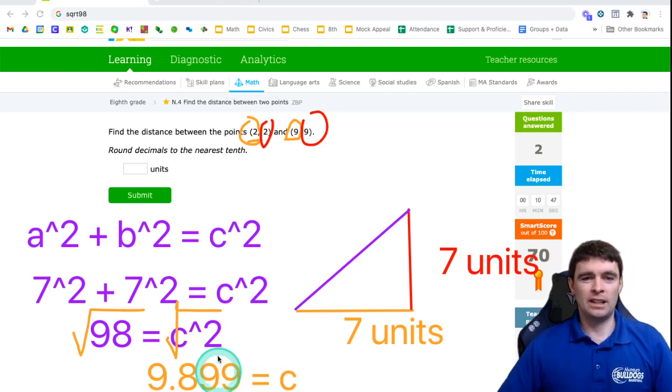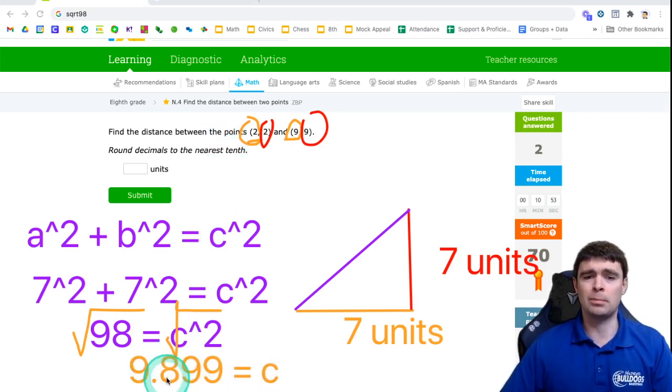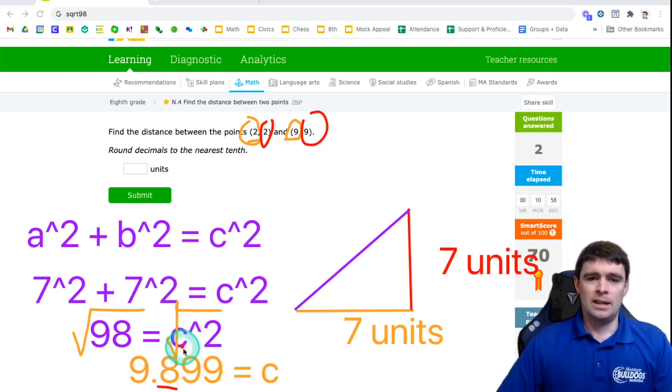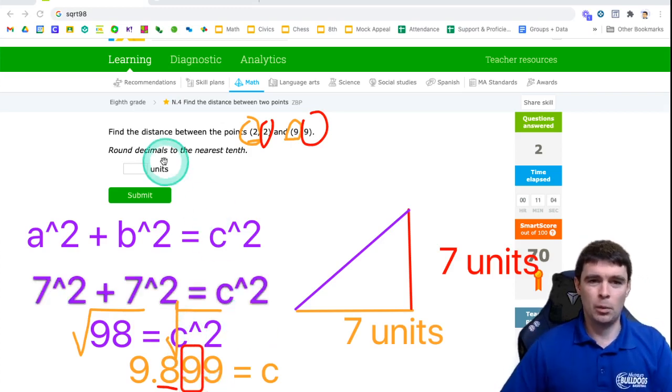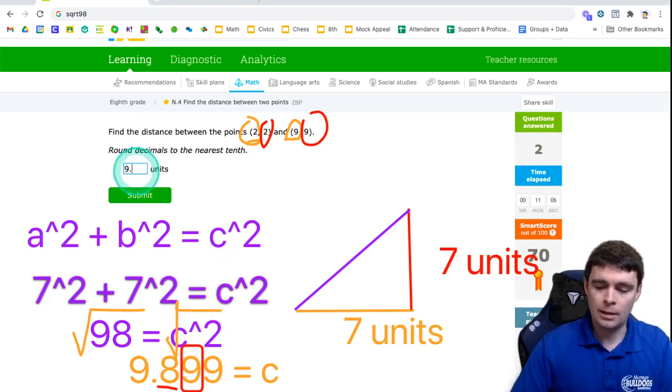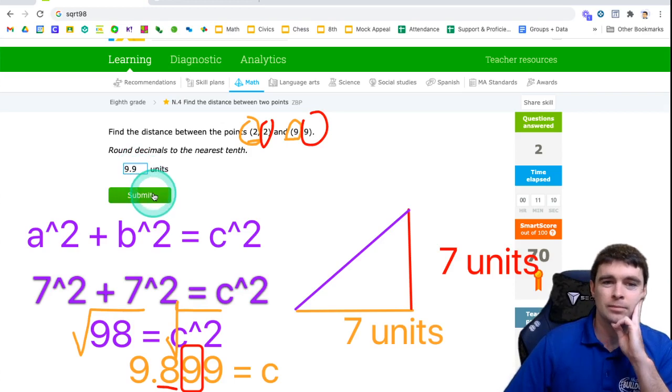Now, I need to round to the nearest tenth according to IXL here, so I look at the first digit after the decimal, that is in the tenths place. That's the 8 right there. I see a 9 comes after it, so 89 is closer to 90 than it is to 80, so instead of 9.8, I'm going to round my answer to 9.9, because 89 is closer to the 90 than it is to the 80.